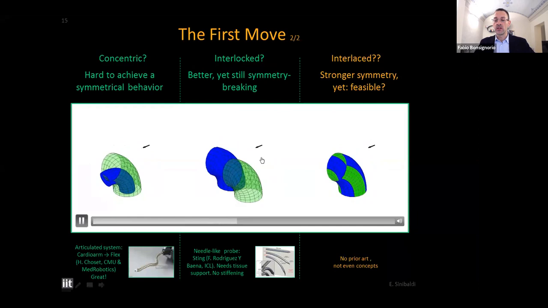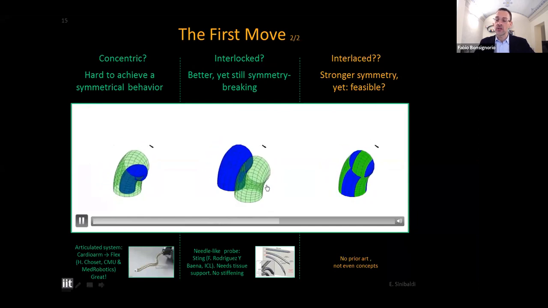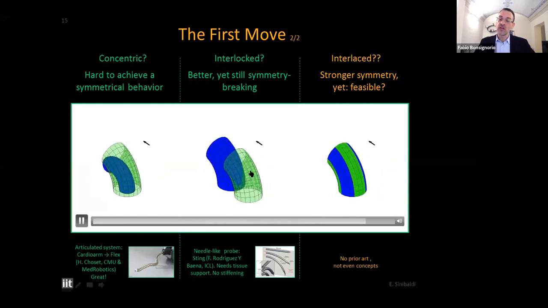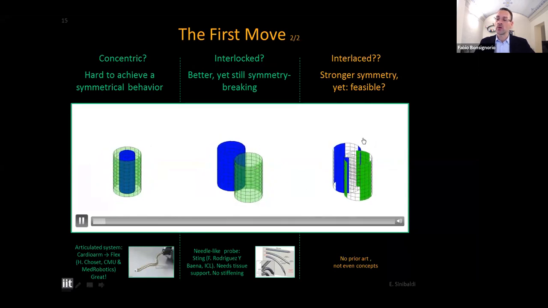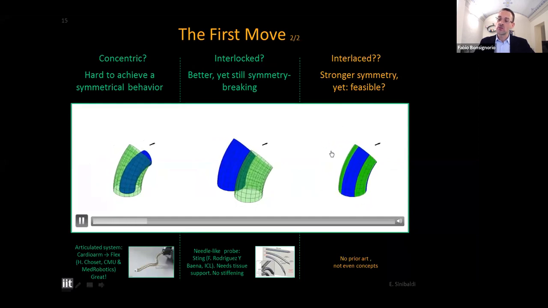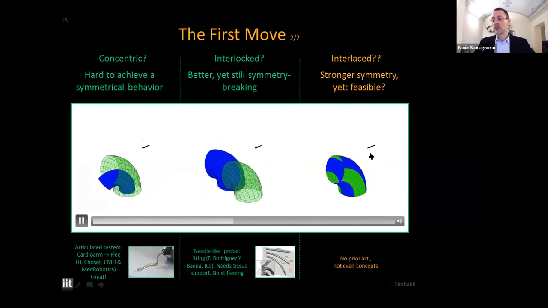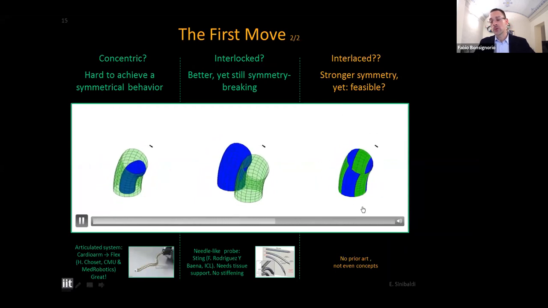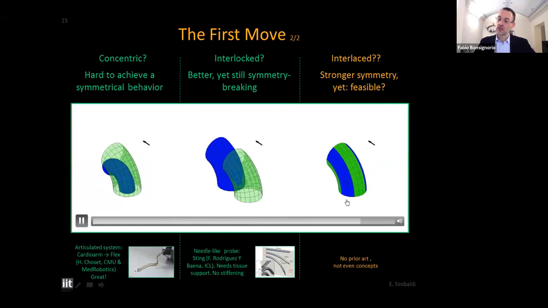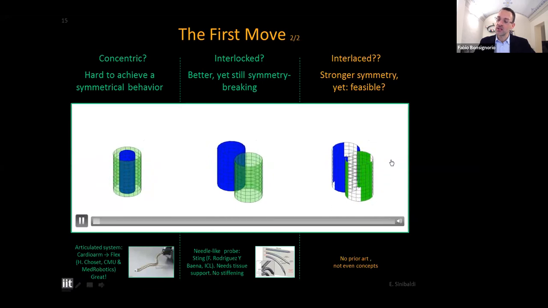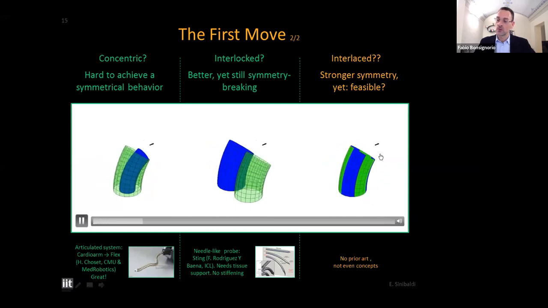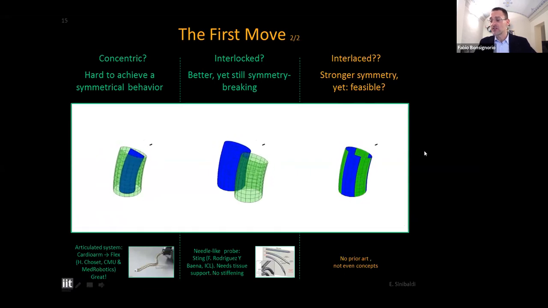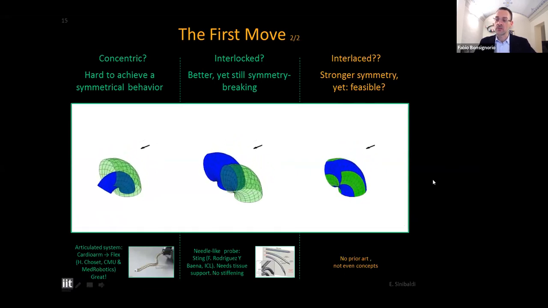In this case, they are really not affected by each other. But whenever you try to go in the other direction, one tool would impede or be favored by the other. And this is breaking symmetry. So ideally, you should merge two tools here, the green one and the blue one. How? In such a way as to achieve a kind of compound tool that behaves pretty much as each single component would have done, respecting the constraints of each component. And this interlaced configuration was without any prior art, not even a concept, not a patent, nothing.